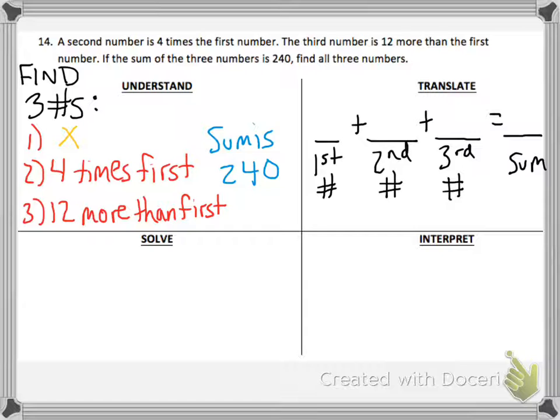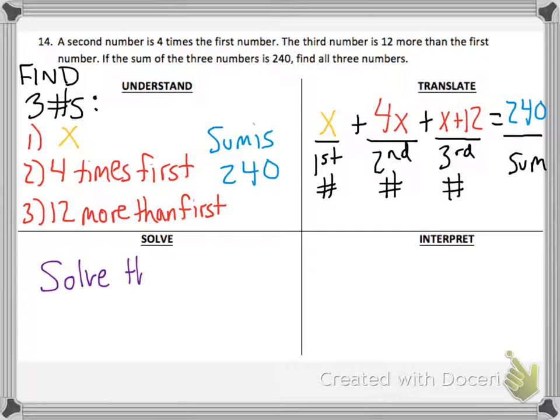Going back to our understand step, we've said what these three numbers are. The first number is x, our second number is 4 times x, and our third number is 12 more than the first, and our sum is 240, so that's equal to 240. Now I have my equation. I'm ready for the third step, which is our solve step.